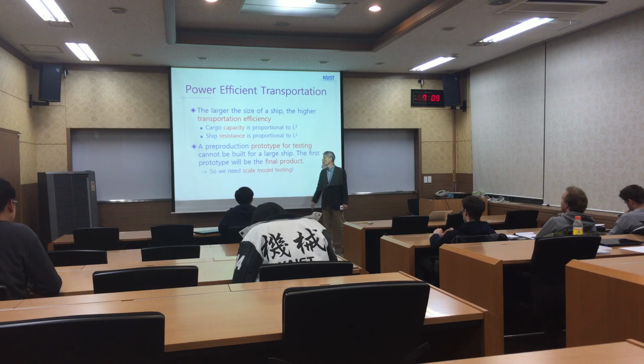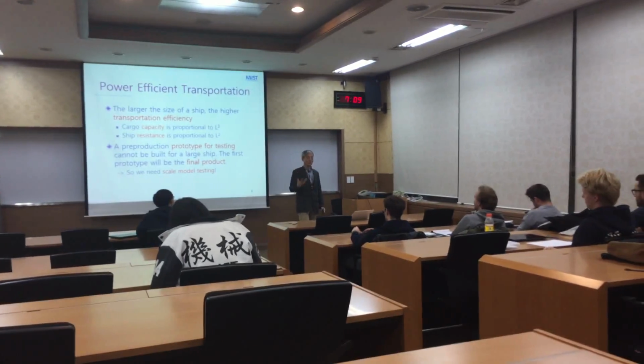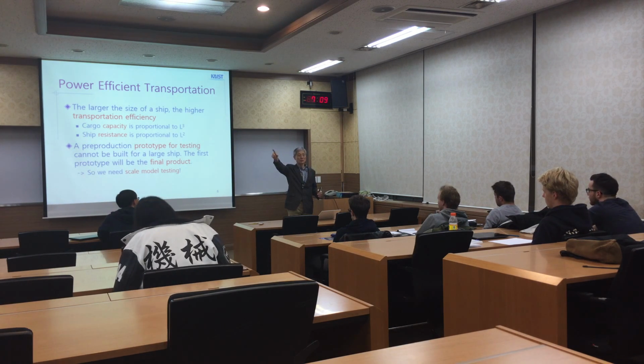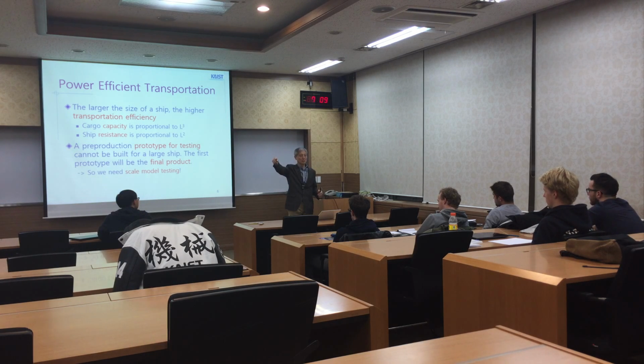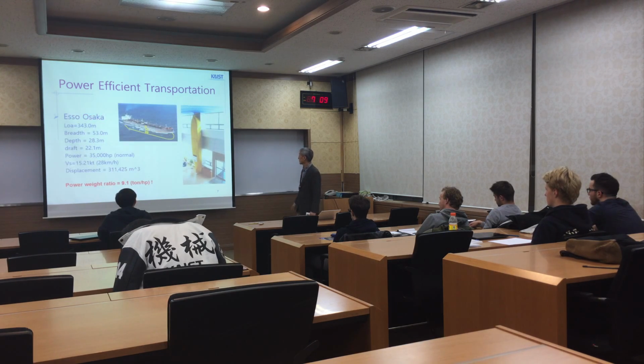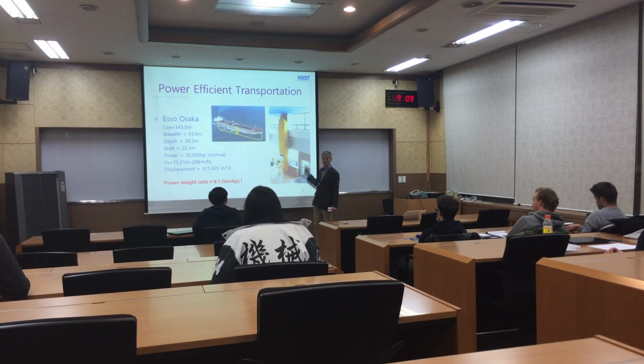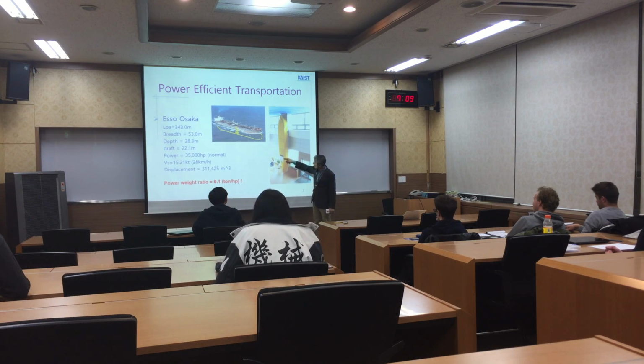So the only way of estimating the performance is a scaled down model. You see that outside, that is still big, right? But that is scaled down. Scale factor is around 30 or 50 something. Scale down model testing. Right. This one is the gate of this building, just outside. The name is Esso Osaka. You can see the details here.